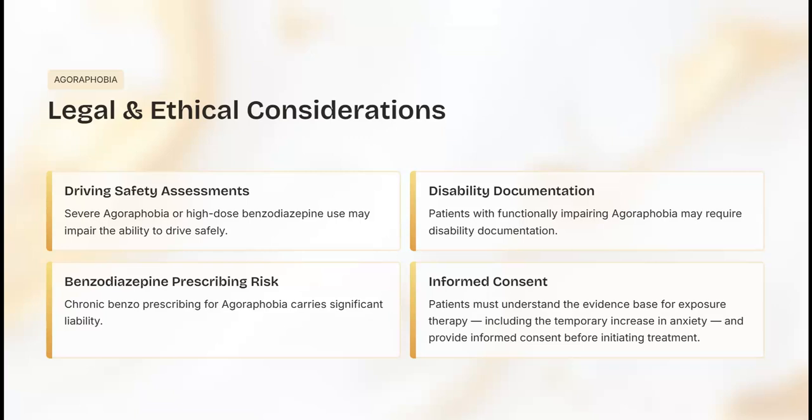Patients with functionally impaired agoraphobia may require disability documentation. So it's important to provide objective documentation based on their criteria. Don't over-certify their symptoms or minimize their symptoms either. And then chronic benzos, of course, that carries a significant liability. You have to document the rationale, make sure you're getting informed consent, and periodically reassess the necessity.